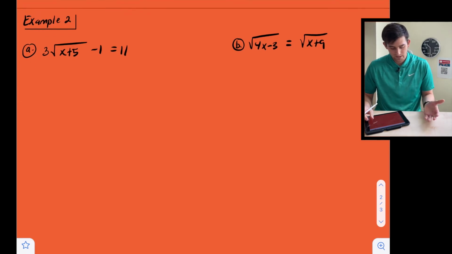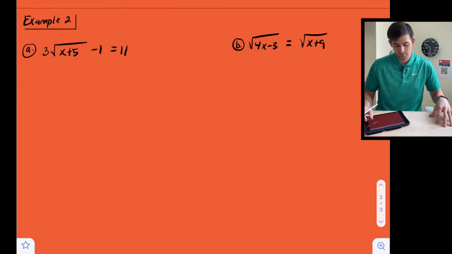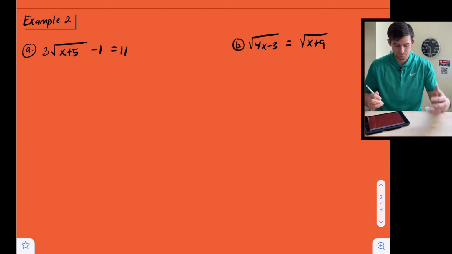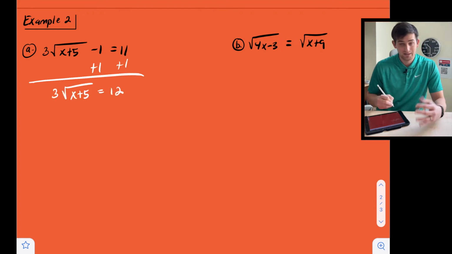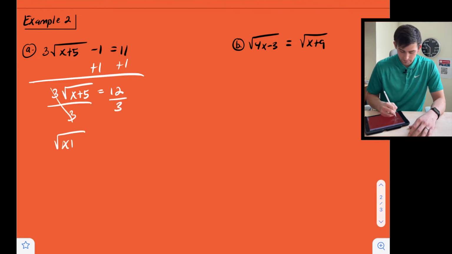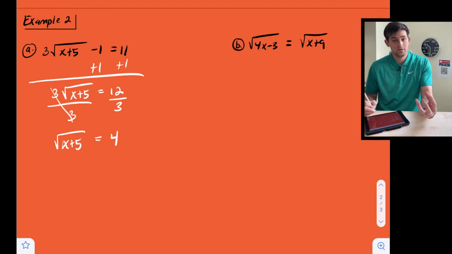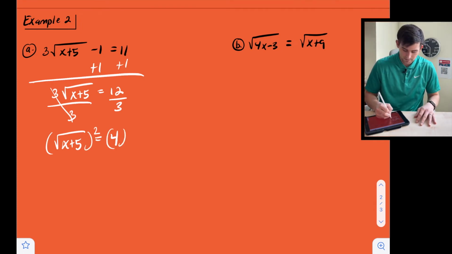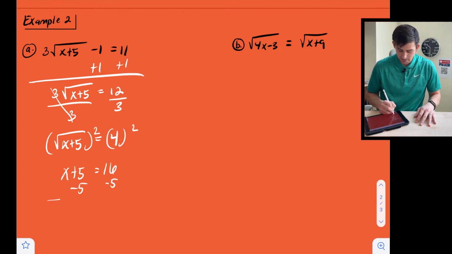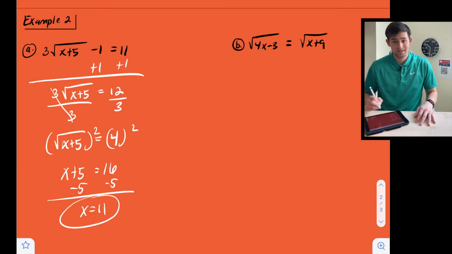All right, now let's look at some where we have a couple extra steps that we might have to do. So example 2a says 3 times the square root of x plus 5 minus 1 equals 11. So a couple things we need to do here. First, let's add 1. So we have 3 times the square root of x plus 5 is now equal to 12. Now let's divide both sides by 3. So now that 3 is going to go away. So we have the square root of x plus 5 is equal to 4. Now the radical is alone by itself. It's not just x in the radicand, so we're going to have another step after we square both sides. So now we have x plus 5 equals 16, and now we need to subtract this 5 to get our final answer of x equals 11.